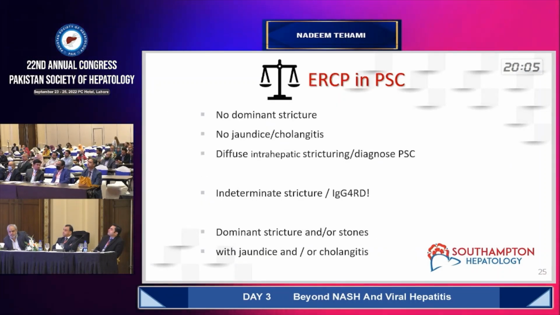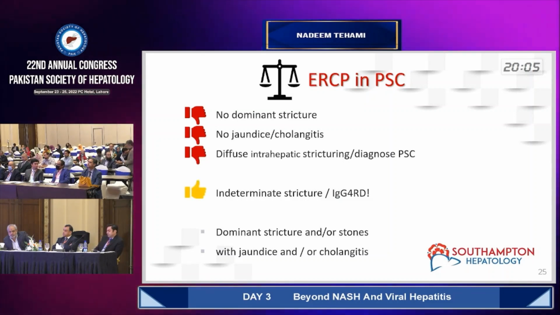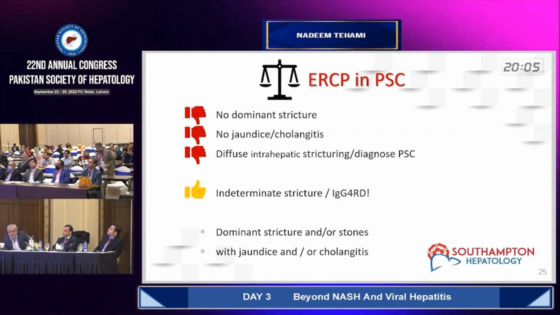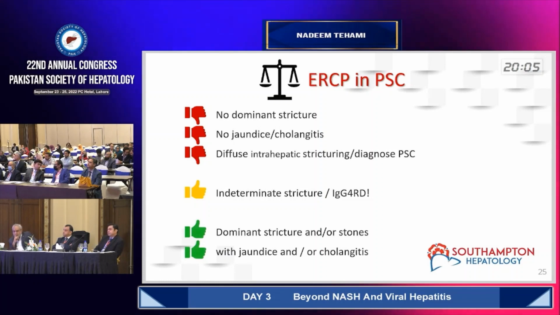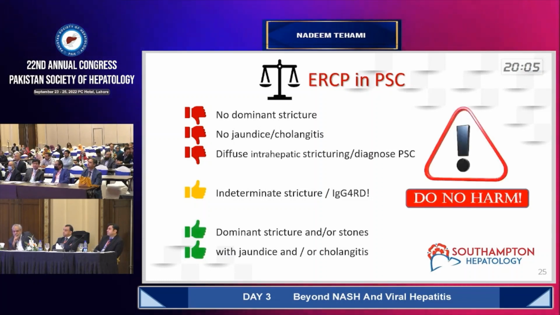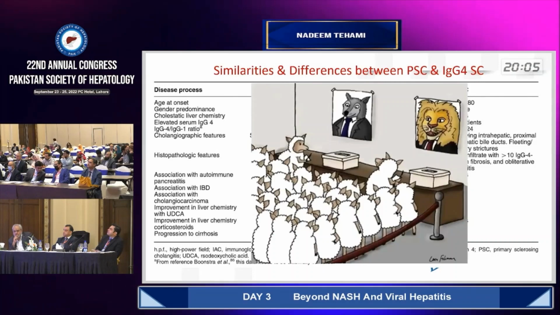So patients who are not jaundiced and have no dominant strictures, or may have diffuse intrahepatic stricturing, we tend not to offer ERCP. It can be offered to patients who have indeterminate stricture or suspicious IgG4 related disease, especially if we can offer them cholangioscopy at the same time. Patients with dominant stricture, jaundice, cholangitis certainly could benefit from ERCP intervention. But obviously it is important to bear in mind that our job is first to do no harm.